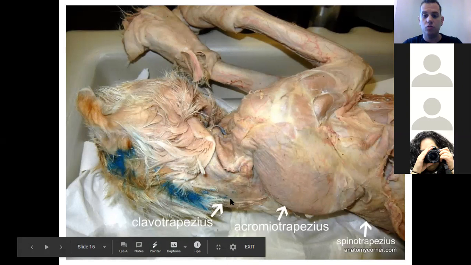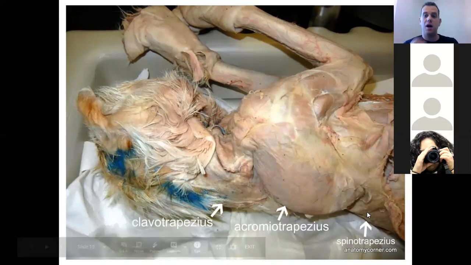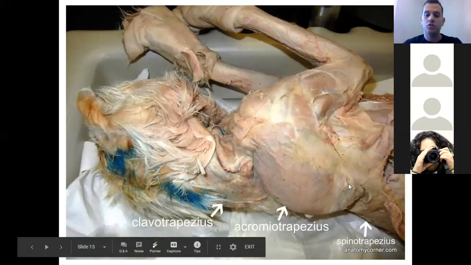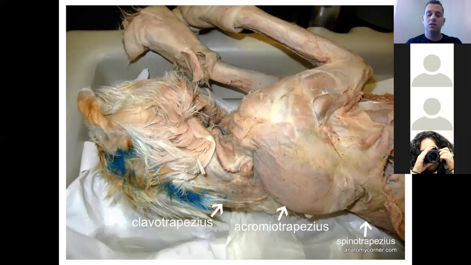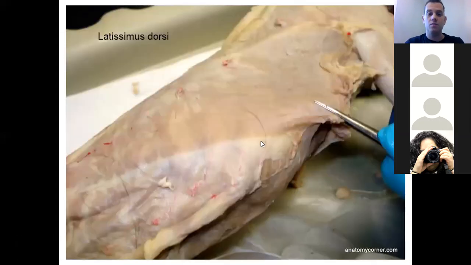The clavotrapezius is attached towards the neck. Acromio is attached to the acromion, and the spinotrapezius is attached to the spine. So parts of the trapezius that go down like this. In us, it's just one straight muscle. In cats, it's 3 muscles.